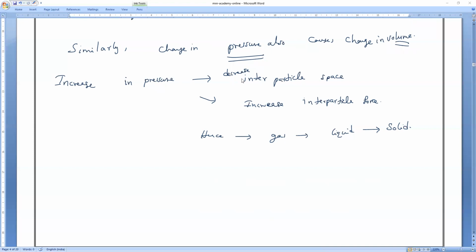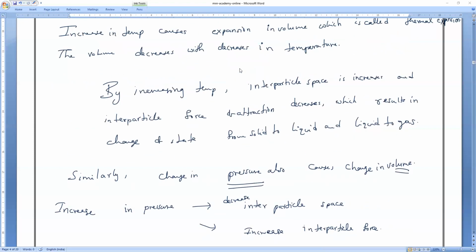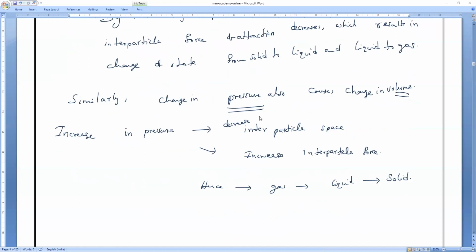So from this, we can conclude something. The state of matter changes due to the change in two things. What are the two things? Temperature and pressure. Clear? So that is why in most cases, both temperature and pressure play an important role in the conversion of state. In the majority of cases, both will be involved, and in very few cases only one of them.